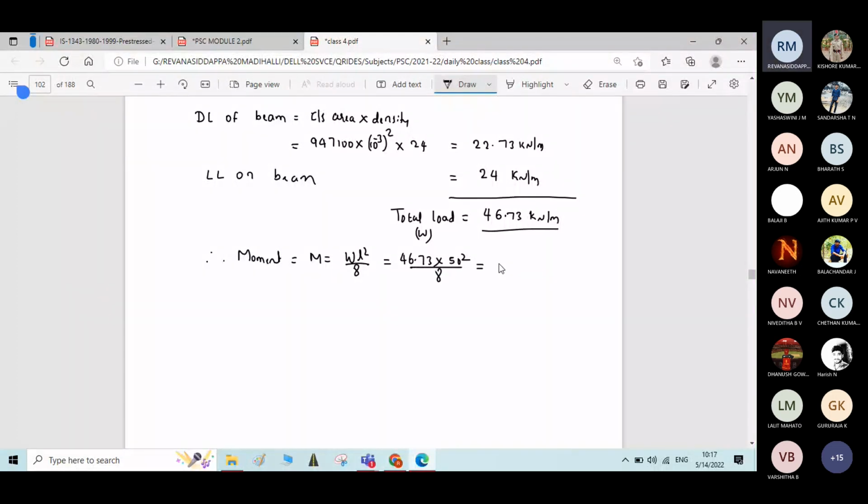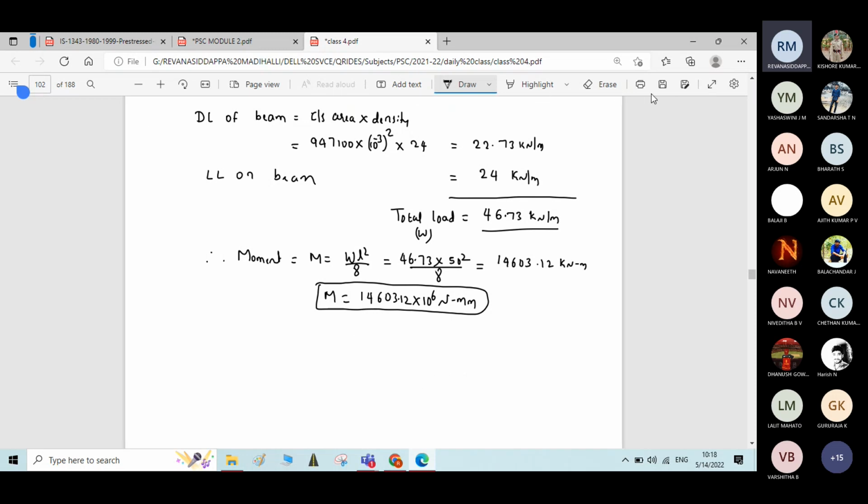If you calculate the answer, you will get 14,603.12 kilonewton meter. Okay, therefore M is equal to 14,603.12 into 10 power 6 Newton millimeter. Okay, this is moment due to dead load and live load.